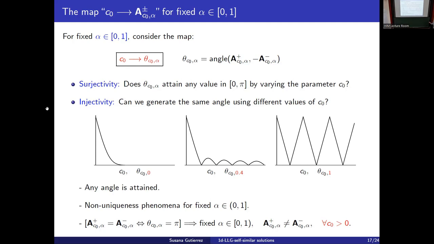We can see that when alpha is between 0 and 1, excluding the Schrodinger map case, there is a non-uniqueness phenomenon, in the sense that if the angle between A plus and minus A minus is small, it seems like we would generate the same jump by moving the parameter C0. And we don't like that, because that implies that there is no uniqueness. But if we restrict ourselves to the angle being close to pi, in other words, when the angle between A plus and A minus is small, the figures show that maybe you are able to obtain uniqueness in that setting. And this is something that was proved. It can be proven that if the angle between A plus and A minus is small, then there exists a unique solution.